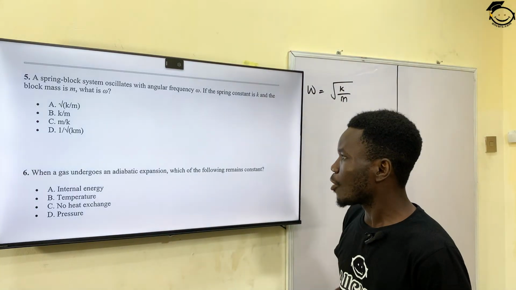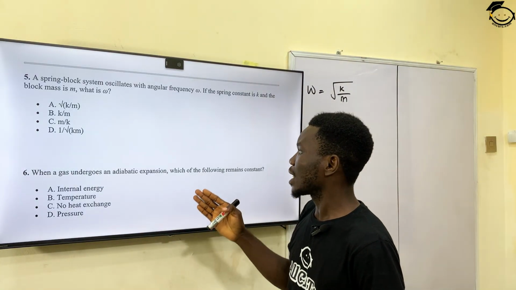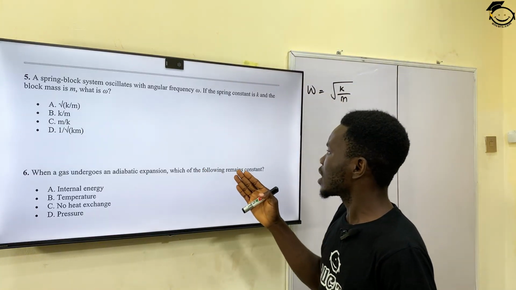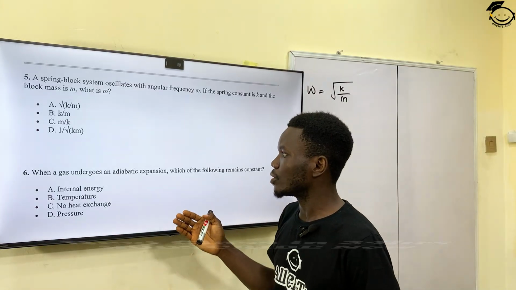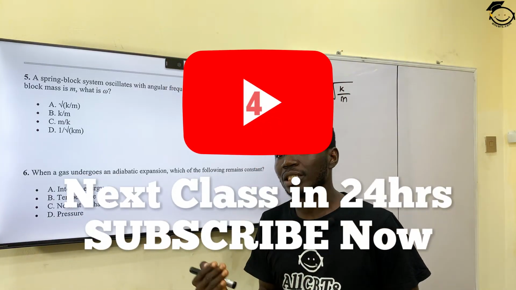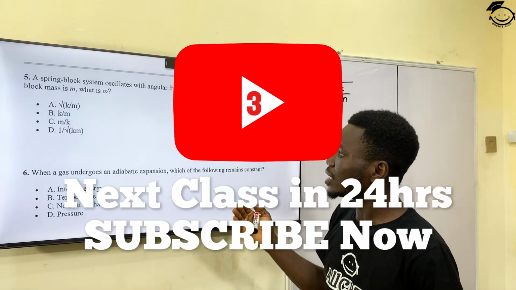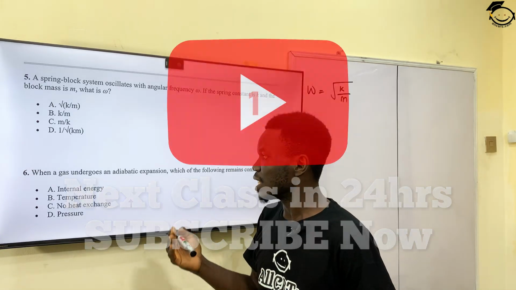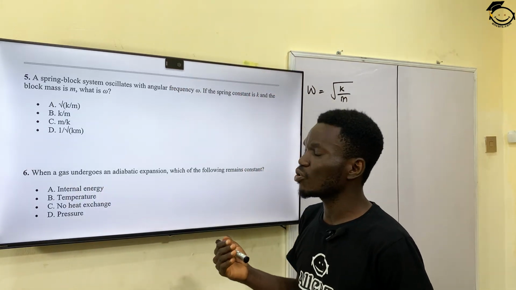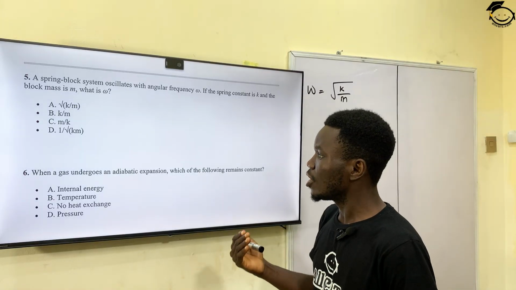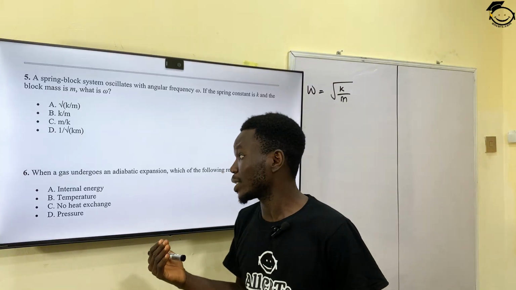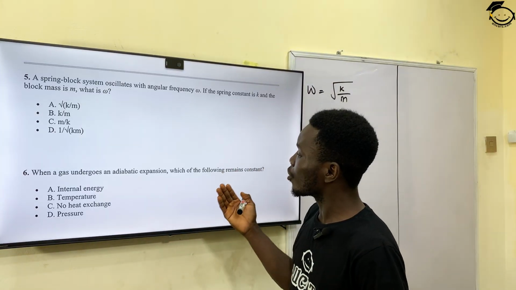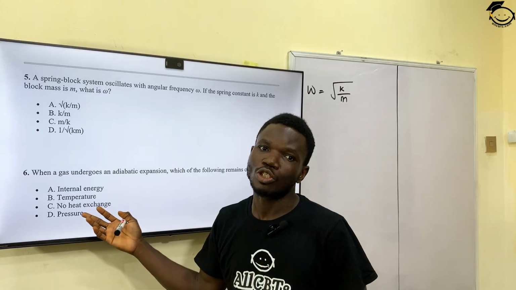Question number 6 says, when a gas undergoes an adiabatic expansion, which of the following remains constant? In an adiabatic expansion, there is no change in heat exchange. So at that point, your Q is equal to 0 in adiabatic expansion. So the correct answer to this question is option C.